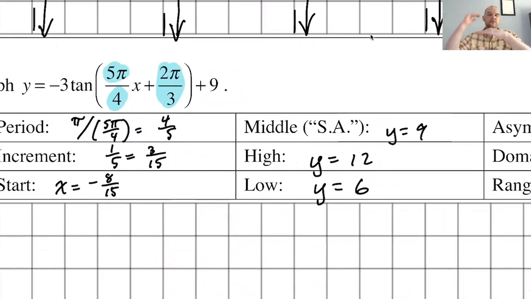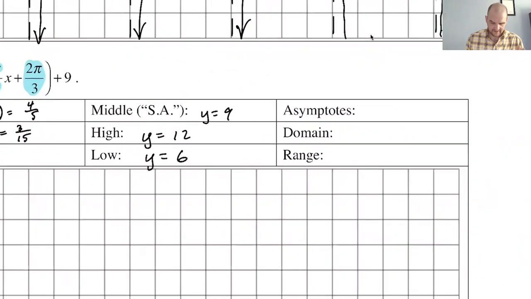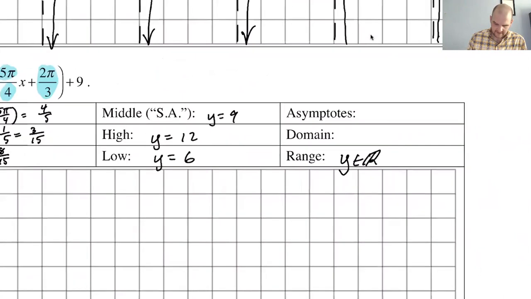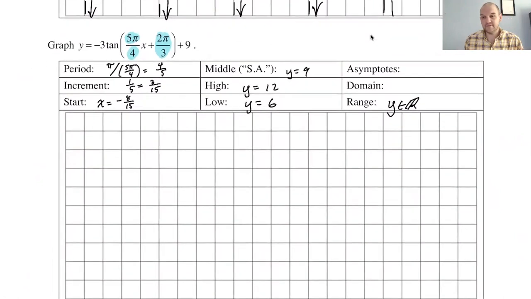So from your middle point, you can go up 3, you can go down 3 to get to the high and low points that we graph. The range is all real, so it's not like a maximum and a minimum. That's why we call it a high and a low. The range will definitely be all reals. And now we're ready to plot it out and see if we can get this.